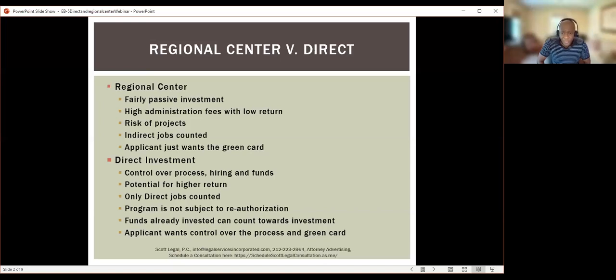Those changes really will set the stage for at least the next 5 to 7 years of the EB-5 program. When we think of EB-5, we are always thinking of 2 distinct paths. One path is a regional center path, and the other is a direct investment path.